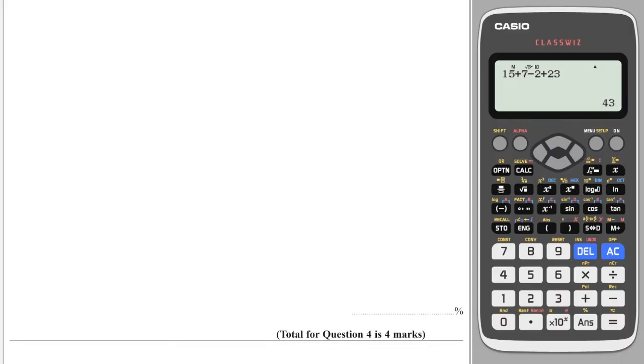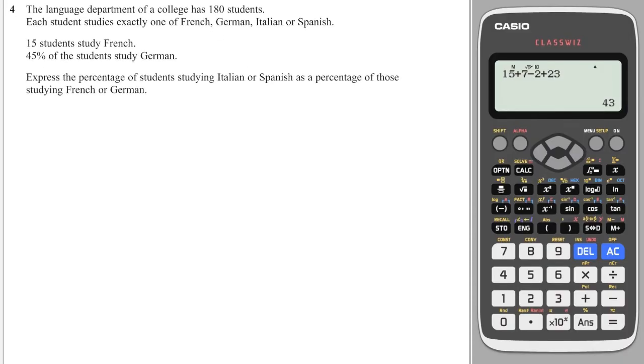Okay, next question is for 4 marks. It says the language department has a college, has 180 students, and each one studies exactly one, that's important, of French, German, Italian or Spanish. 15 students study French, 45% of the students study German. Okay, well let's figure out how many people study German then. So 45% of the total amount is equal to 45 over 100 multiplied by 180, so 81 people do German.